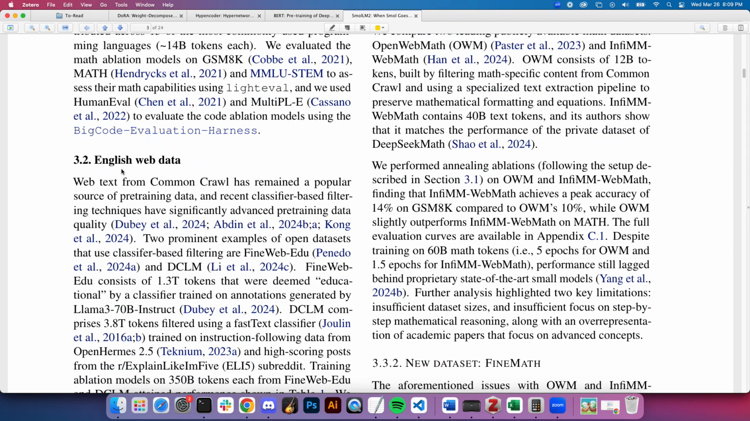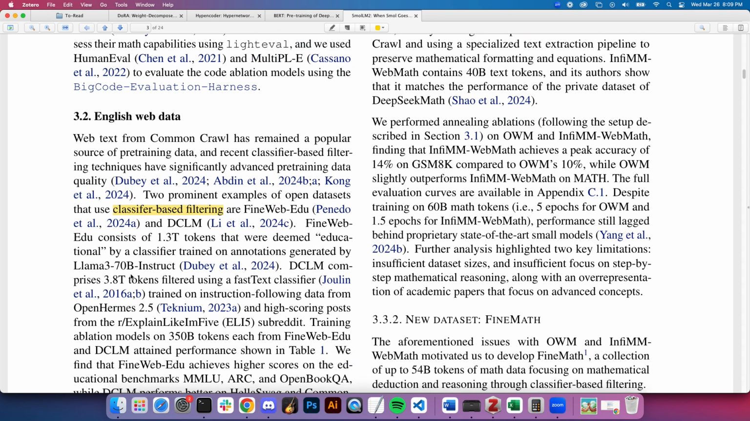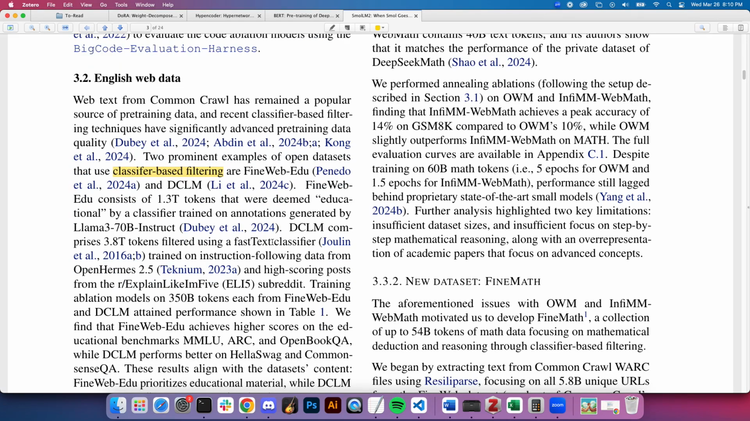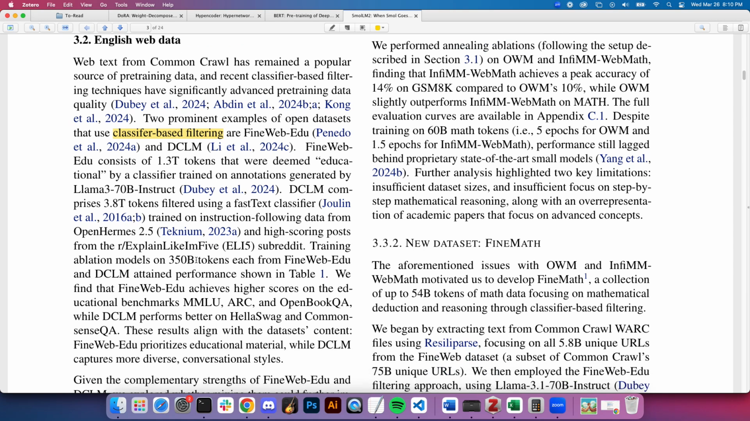All right, then they talk about English web data. Two prominent examples of open data sets that use classifier-based filtering are FineWeb-Edu. FineWeb-Edu has 1.3 trillion tokens that were deemed educational by a classifier trained on annotations generated by Llama 3 70 billion instruct. Then they use DCLM that was filtered using fastText trained on OpenHermes 2.5 and high scoring posts from Reddit. Training ablation models on 350 billion tokens each from FineWeb-Edu and DCLM attained performance shown in Table 1.